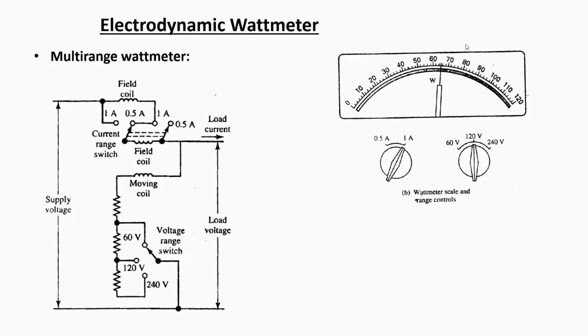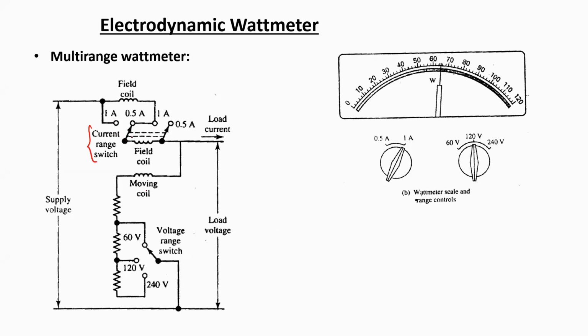Now, multi-range wattmeter configuration can be there as well. So there could be an option to select both different current ranges and different voltage ranges. First of all, the current range can be selected by controlling the connections between the field coils. Let's say in this figure, a current range switch has been shown.